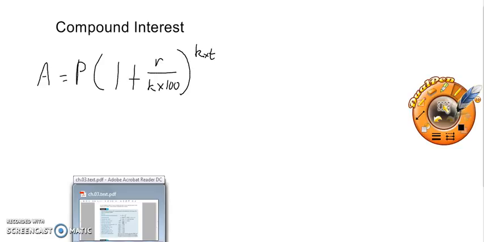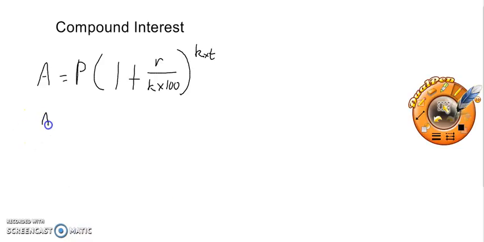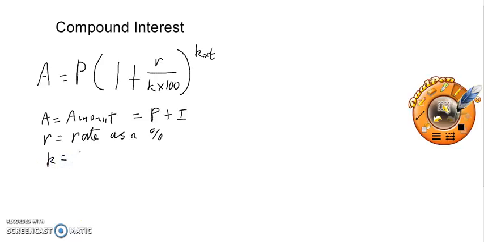You'll notice there's some new stuff in here. So just to run through it, remember your A is your amount, and it is actually your principal plus your interest. So the compound interest formula figures out your total at the end, not just the interest at the end. That's another way it's different to simple interest. Your R is your rate as a percentage.